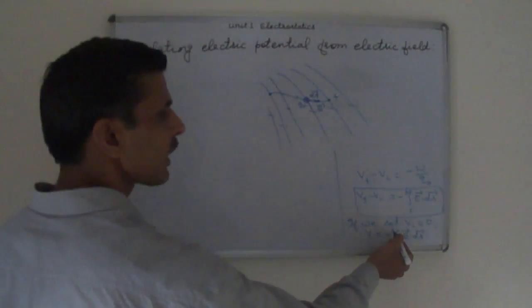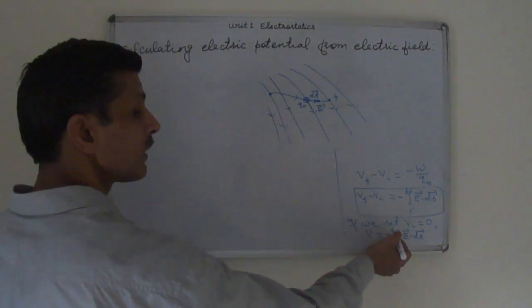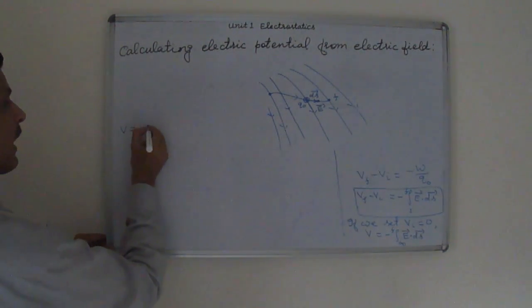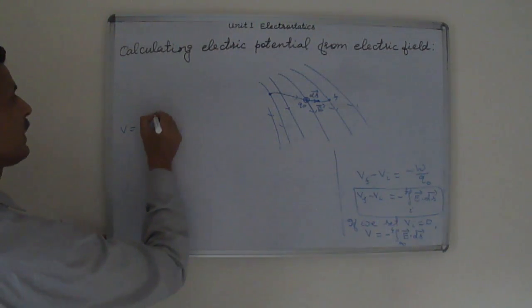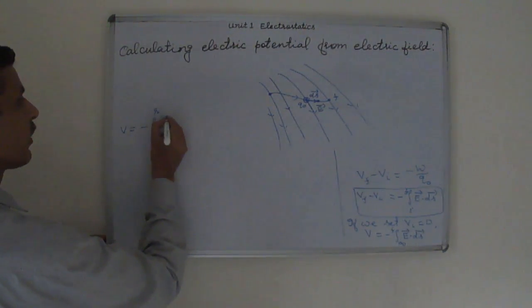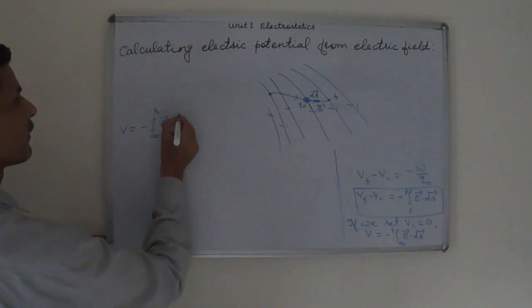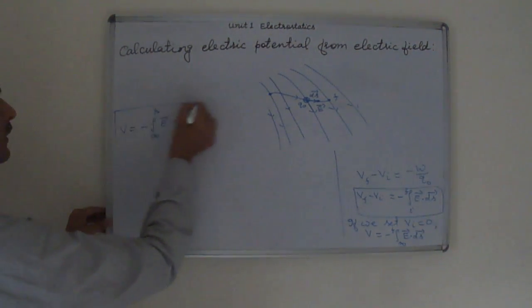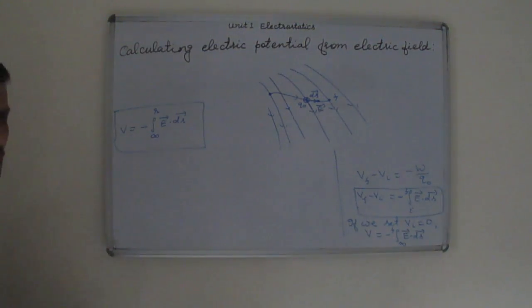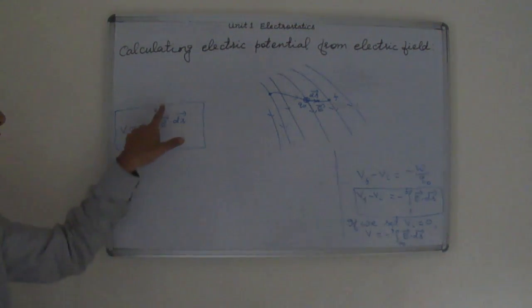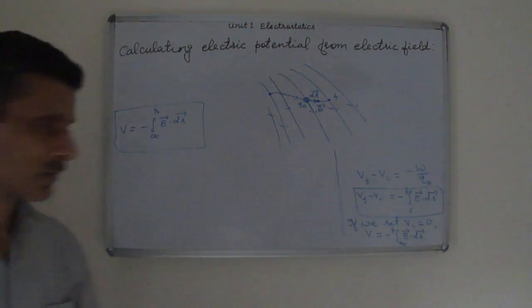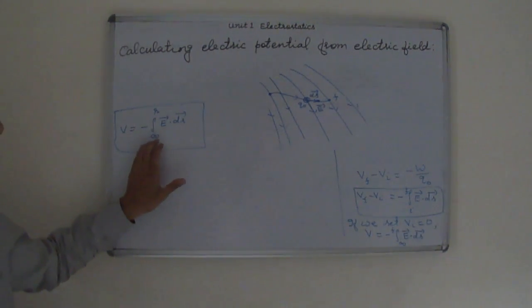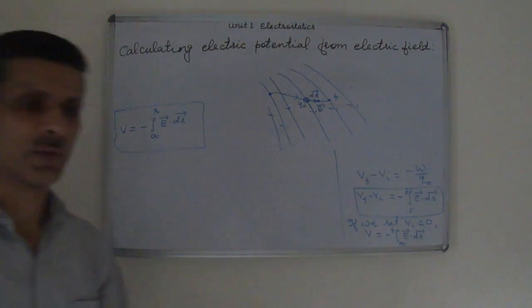If we want potential at point at position R, then you can write V is equal to minus integration infinity to R E dot ds, like this. So this relation gives potential at point or at position R. Here we have taken potential 0 at infinity.